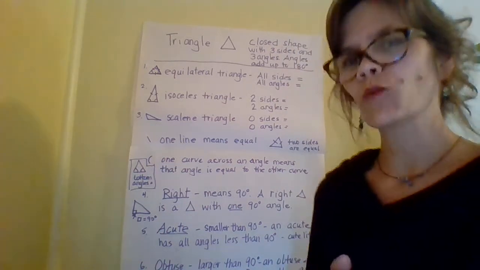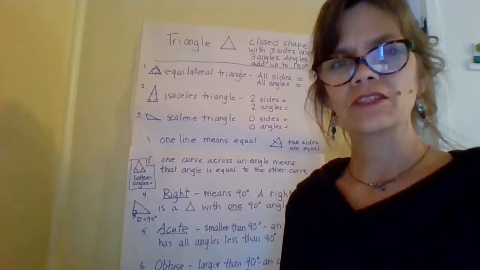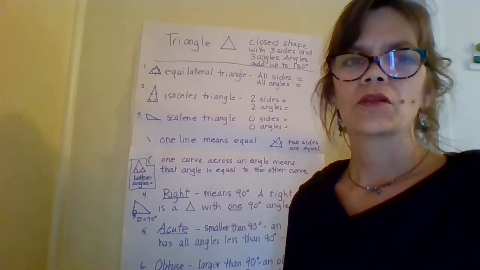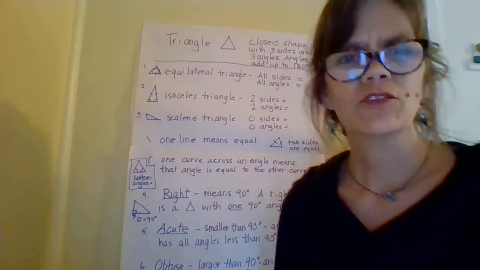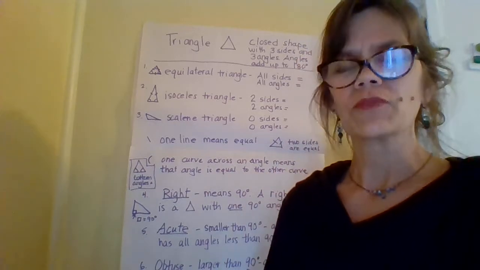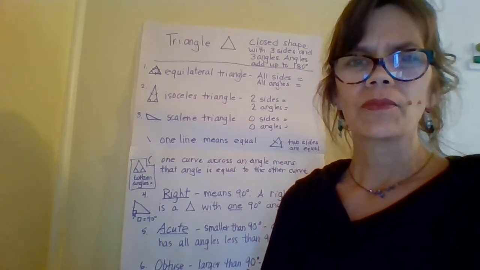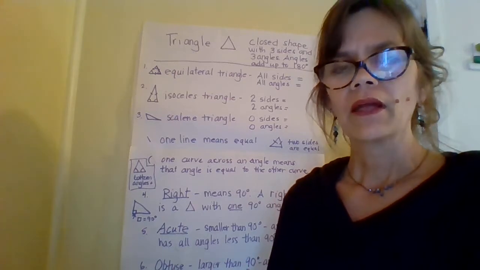This week we are working on attributes of triangles and quadrilaterals. And for Monday's lesson, we're working on triangles. So attributes is the ways that we describe triangles, things about the triangles that we use to talk about them.